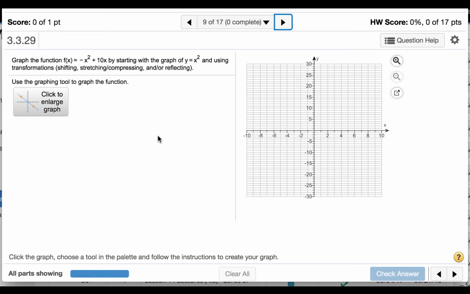Graph the function f of x equals minus x squared plus 10x by starting with the graph of y equals x squared and using transformations: shifting, stretching and compressing, and/or reflecting. The first thing that we will need to do is to convert this quadratic equation into a form that allows us to see the actual transformations. We will do this by completing the square.